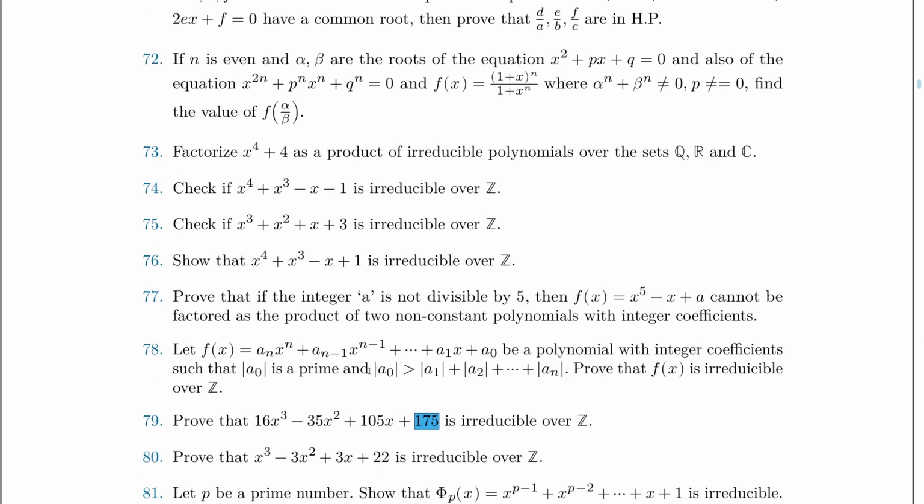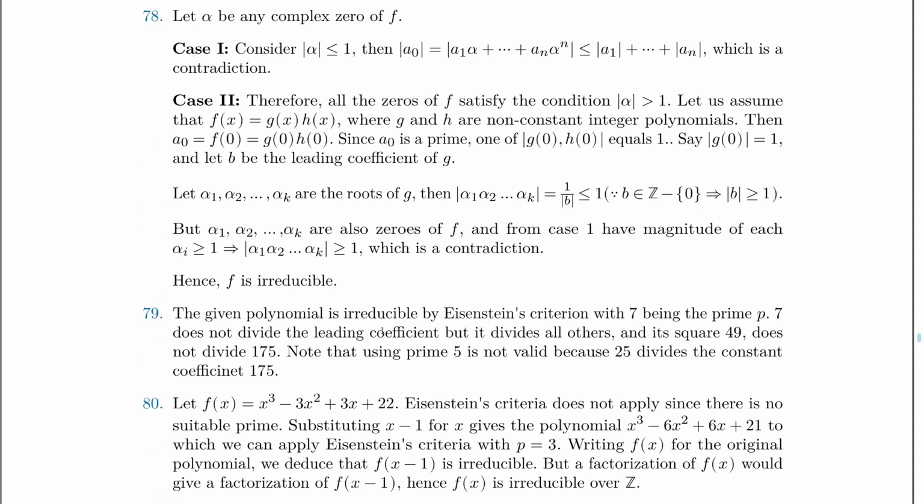Now question 80 says: prove that x to the power 3 minus 3x square plus 3x plus 22 is irreducible over Z. So here we cannot apply Eisenstein's criteria because there is no suitable prime. These two are not divisible by 2 but by 3. So these two are divisible by 3, but 22 is not divisible by 3.